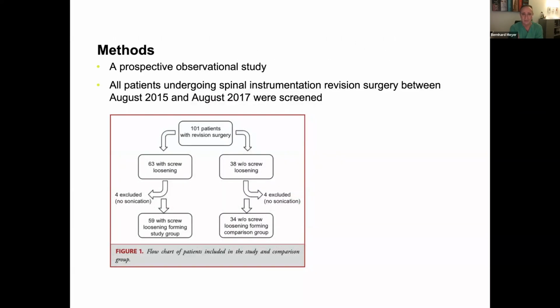So I just lead you through the study. We had 101 patients who needed revision surgery for their metal implants in the spine, usually the lumbar or thoracic spine. And of these 101 patients, 63 had a visible screw loosening and 38 not. These 38 were the control group, and they had no visible screw loosening and were revised because they had adjacent segment disease. So they needed an inclusion of another segment in a formerly fused segment.